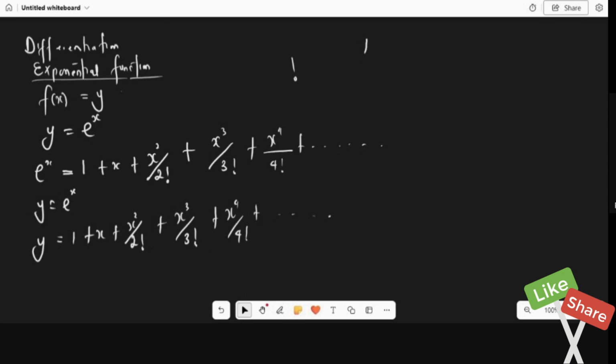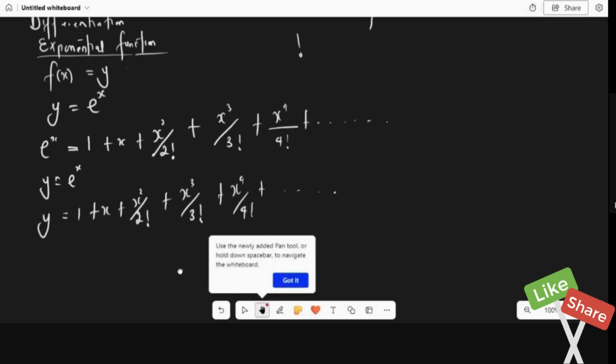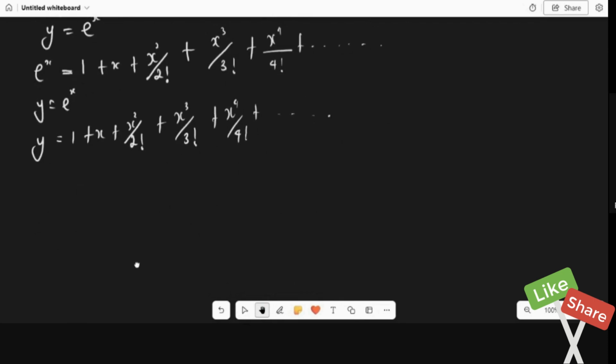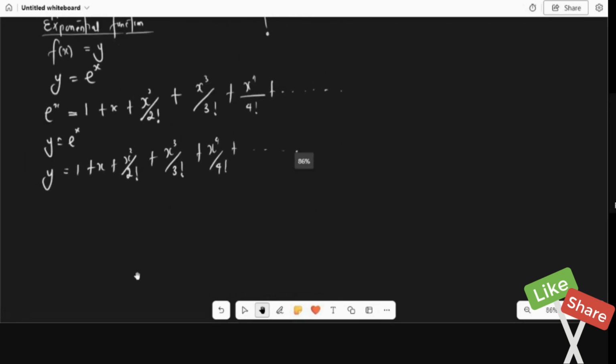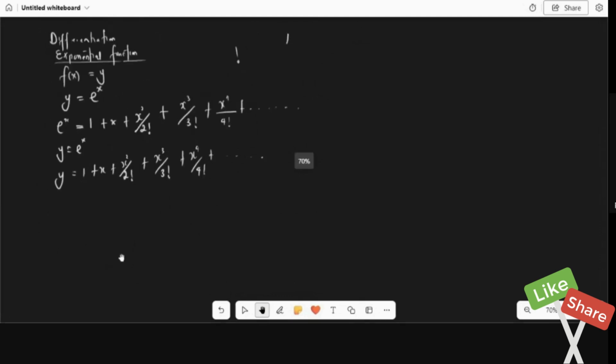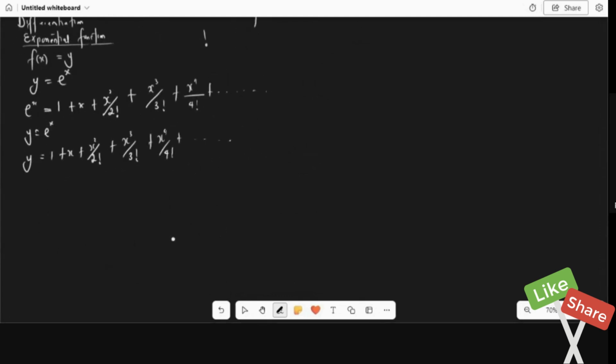So if we decide to find the derivative of this, instead of y we can have dy over dx, because now we can find it with respect to x. What is the derivative of 1? It is 0, so no need to write it. What is the derivative of x? It becomes 1.